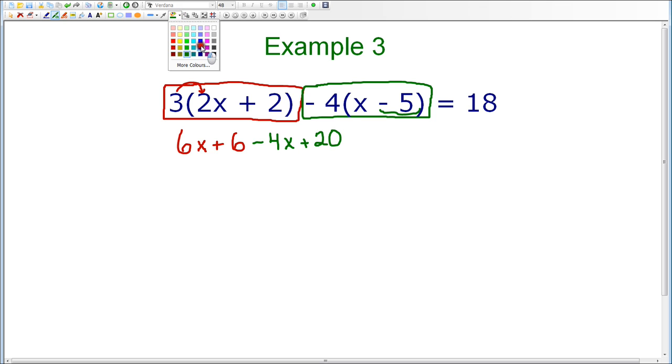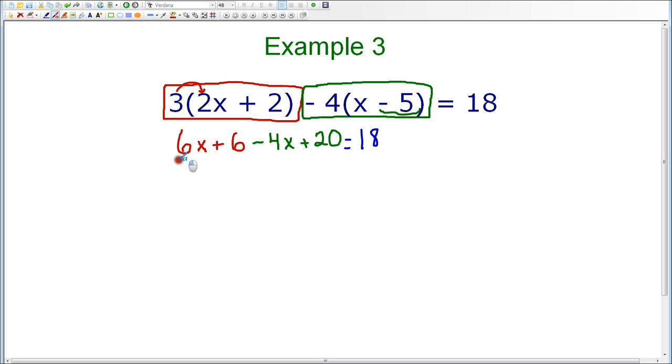And so now I've distributed both times, and I end up with equals 18 on the right. So I've taken this long, confusing equation, and I've simply used the distributive property, and now it looks a little more manageable. It's still a little long. So I'm going to look to see if I have any like terms. Like terms mean terms that have the same variable.